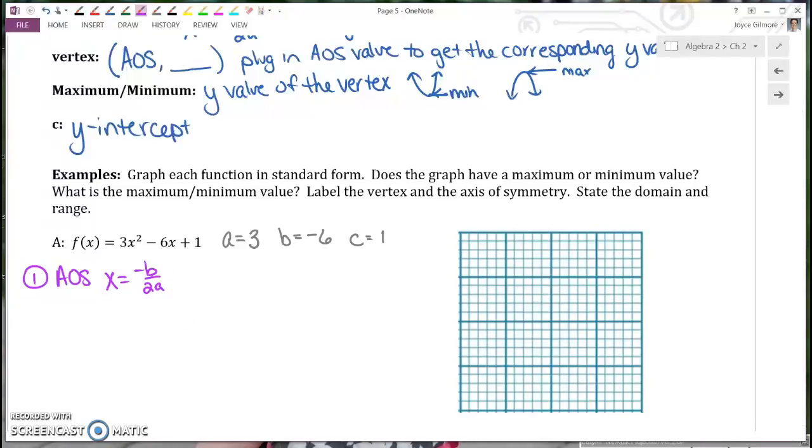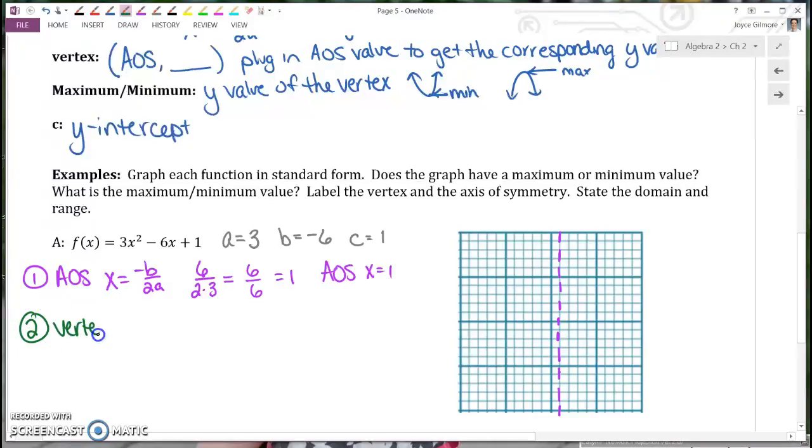Since our b value is -6, we need to do the opposite of b, so we will plug in +6 over 2 times our a value of 3. Do the multiplication on the bottom first. 6 divided by 6 is 1. So our axis of symmetry is x equals 1. Draw in a dashed vertical line at 1. That vertical line is not technically part of your graph, but it helps you because it shows you where that symmetry line lies. Your second step is then to find your vertex.